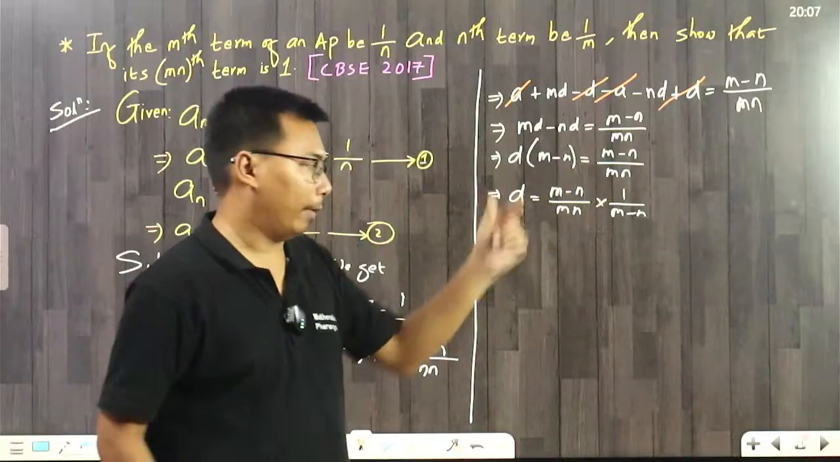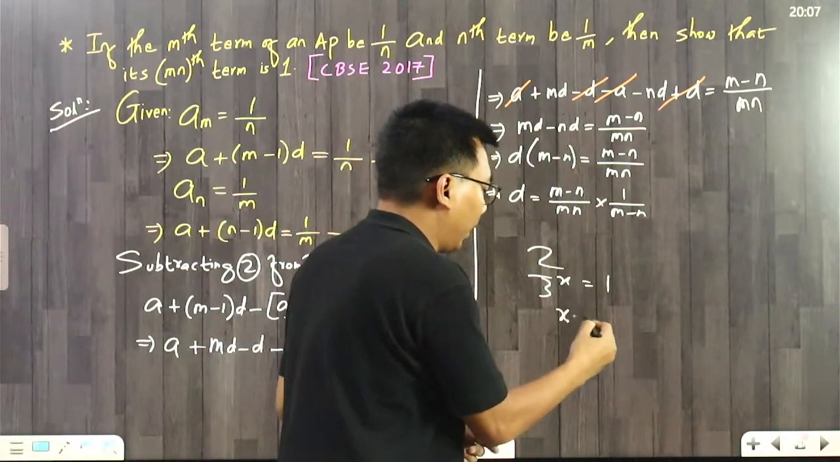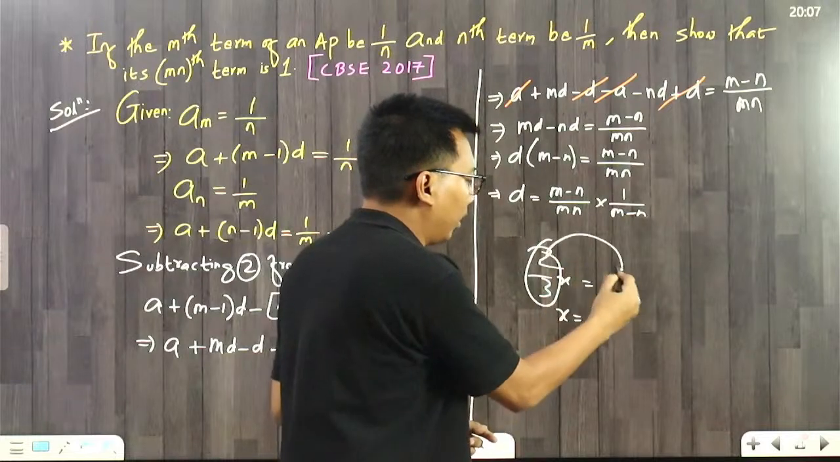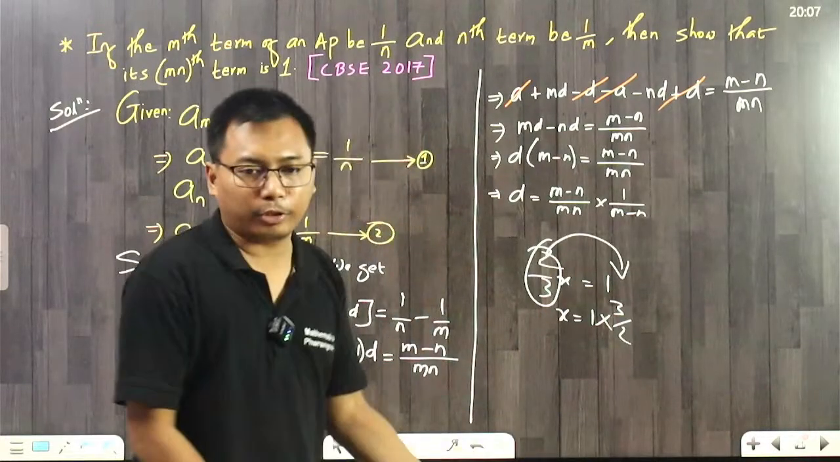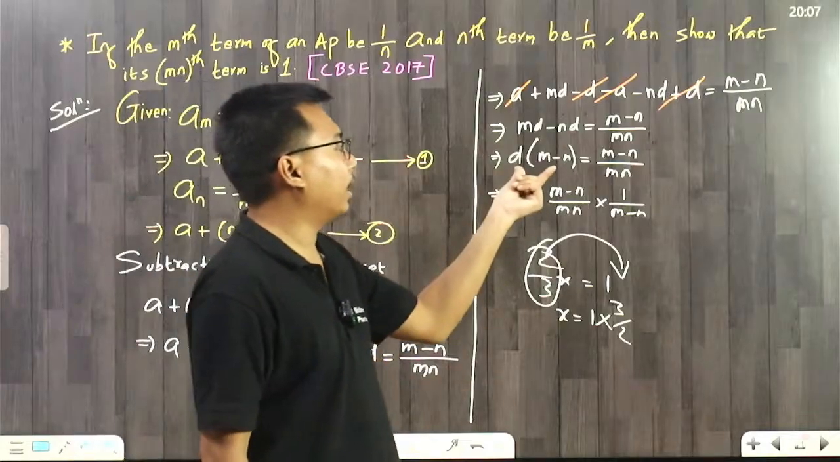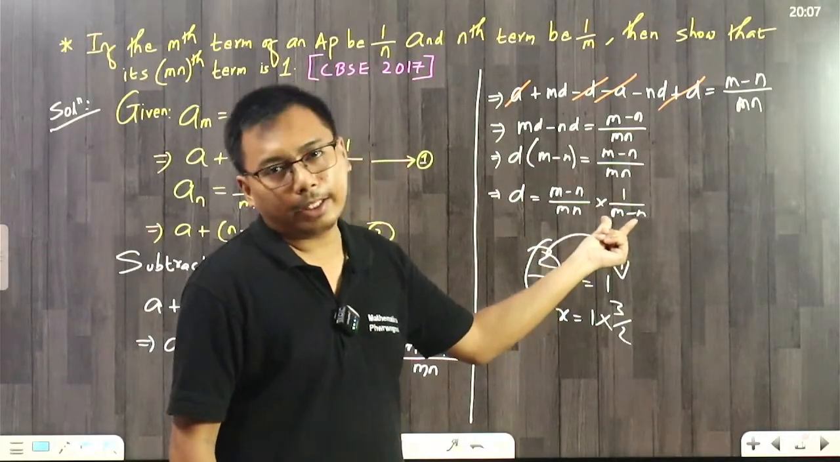Normally, 2 by 3 x is equal to, let's say, 1, so x will be equal to 1 by this. When it goes towards the right hand side, what does it become? It becomes 3 by 2, right? So similarly, m minus n will become 1 by m minus n.